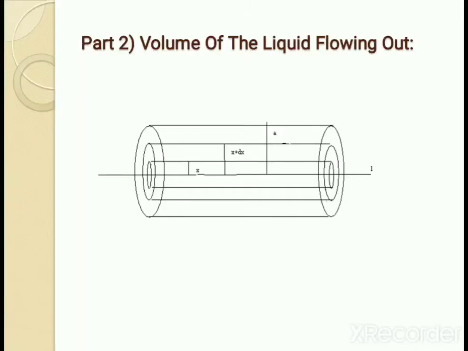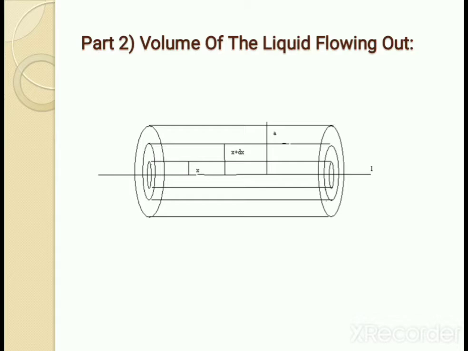Poiseuille's equation for the flow of liquid through a tube or a pipe. We already got part 1, that is, the velocity of flow of liquid through a tube. That velocity we got from the last video. The velocity v is equal to P (a² − x²) upon 4ηl. Now using this velocity we are going to find the volume of the liquid flowing out.